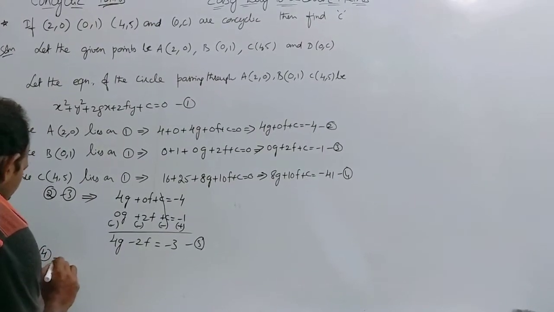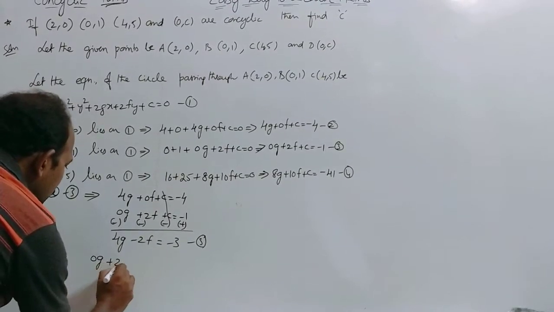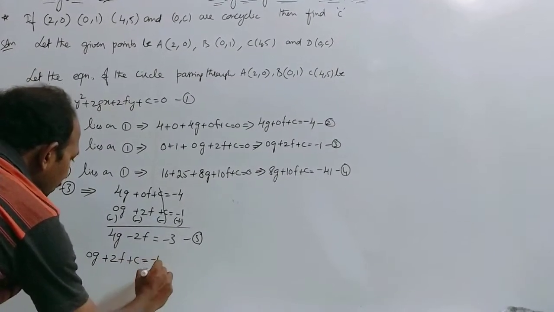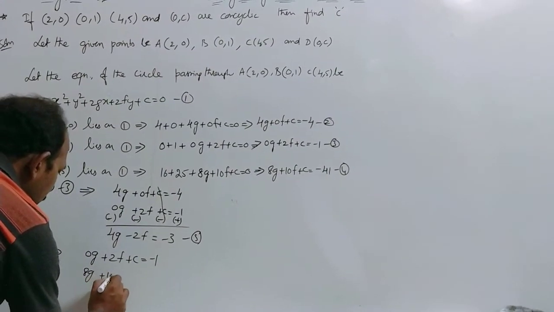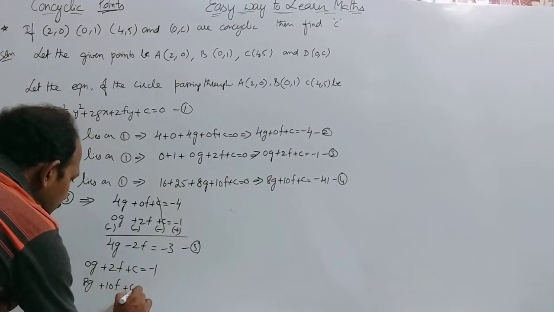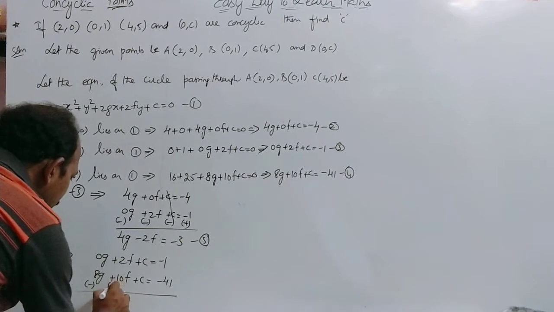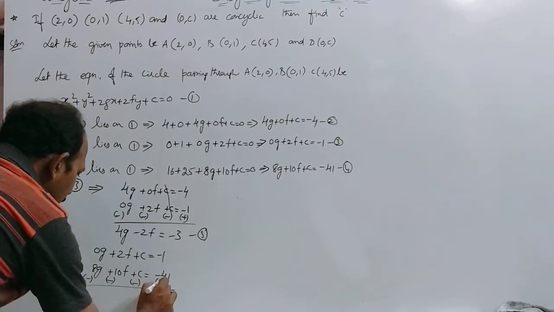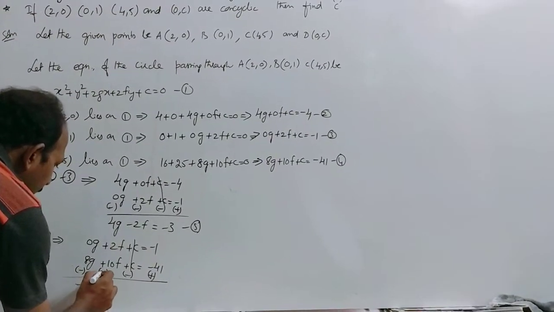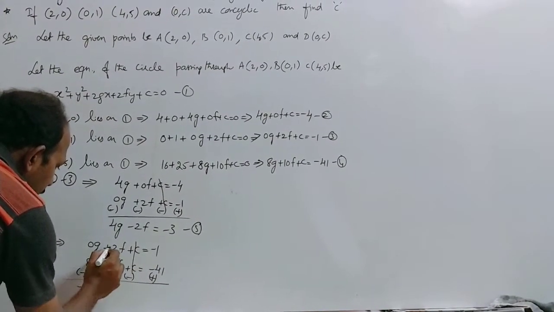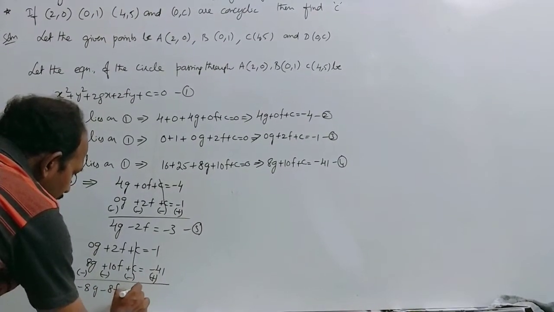3 minus 4 implies third equation 0z plus 2f plus c is equal to -1. Fourth equation 8g plus 10f plus c is equal to -41. Again minus, minus, minus, plus. C cancelled. Here minus 8g minus 10 plus 2 minus 8f is equal to 40.